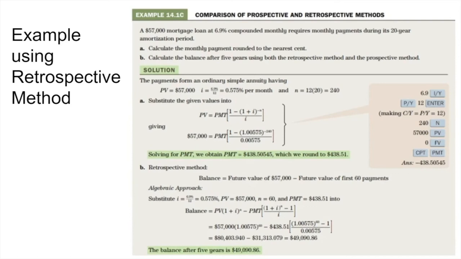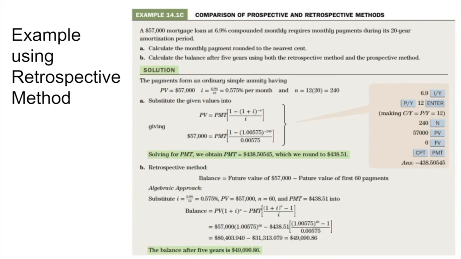A $57,000 mortgage loan at 6.9% compounded monthly, requires monthly payments during its 20-year amortization period. So the good thing is we look at this, and that's a monthly compounding and a monthly amortization period. So that's good. That's a simple annuity. So calculate the monthly payment, round it to the nearest cent, and calculate the balance after 5 years. Okay, so first thing we need to do is find the payment.